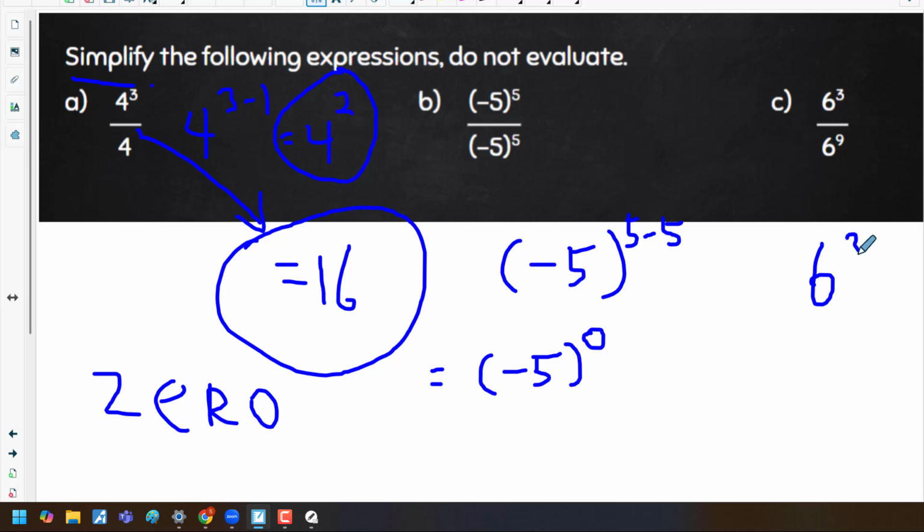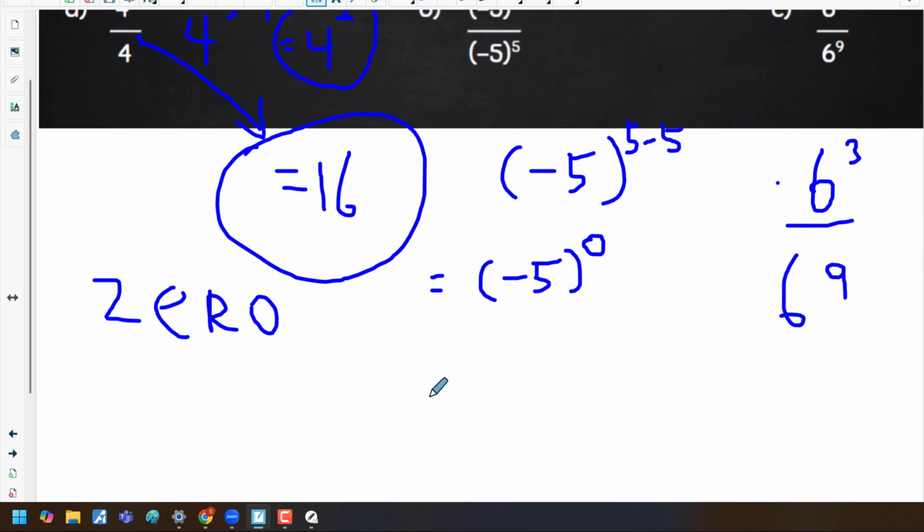Now 6 to the 3, or 6 to the 9. Alright, so 6 to the power of 3 divided by 6 to the power of 9. Remember, it's always the top number first, so it's going to be 6 to the power of 3 minus 9.